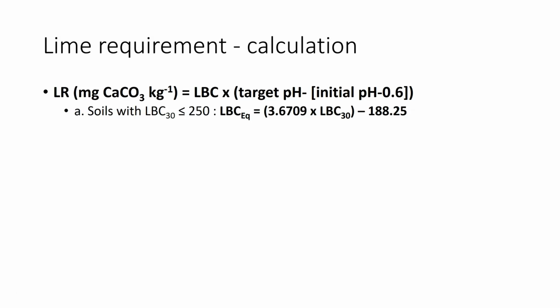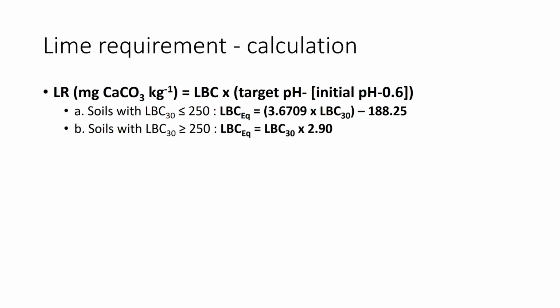They often measure this at 30 minutes, for less than 250. What you do is you take the lime buffer capacity at equilibrium, which is equal to 3.67 times the lime buffer capacity at 30 minutes minus 188.25. If your soils have a lime buffer capacity at 30 minutes of greater than 250, the lime buffer capacity at equilibrium is going to be the lime buffer capacity at 30 minutes times 2.9. So they measure these at 30 minutes because if you're waiting for equilibrium, that could take several days.